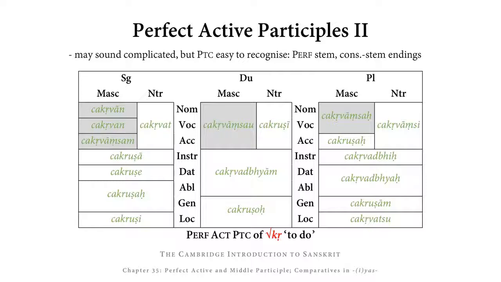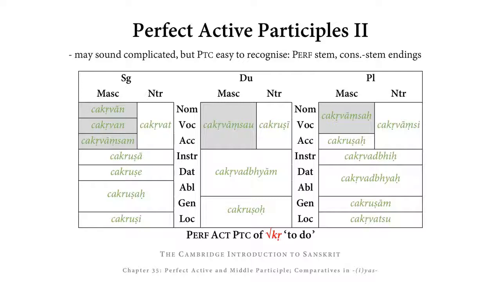In the dual, on the other hand, we have the forms cakrvadbhyam and cakrushoh. What's happening here is that again we have the weak perfect stem cakr, plus, in the case of instrumental dative ablative, the suffix appearing as -vad in front of the ending -bhyam. Now, -bhyam is an ending that begins with a consonant, and in front of consonants that are voiced, the weak suffix appears as -vad, also ending in a voiced consonant, so in d.